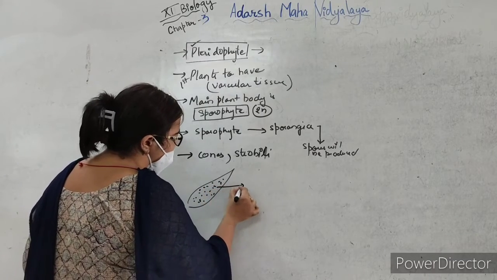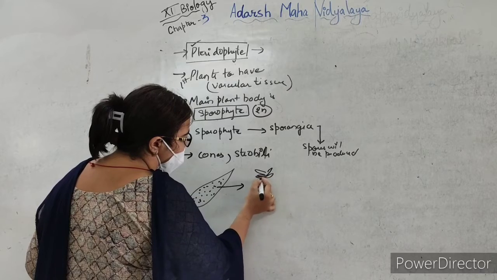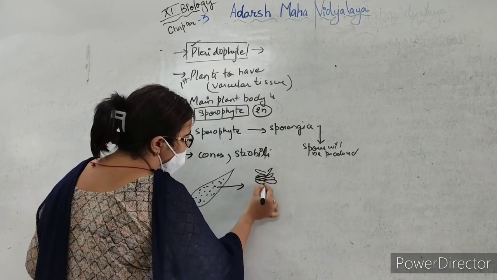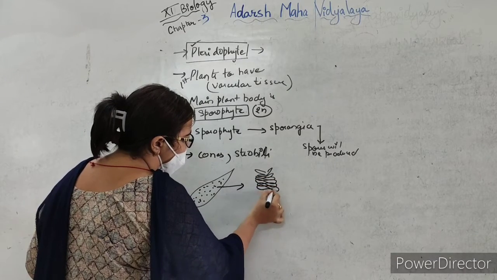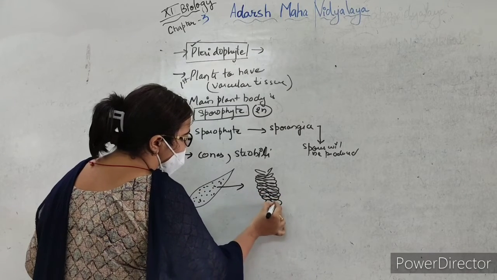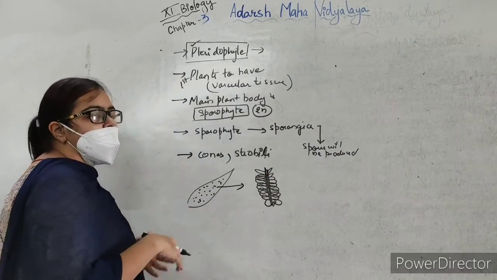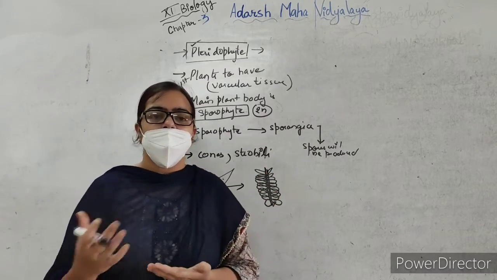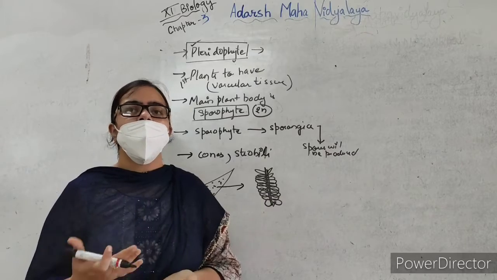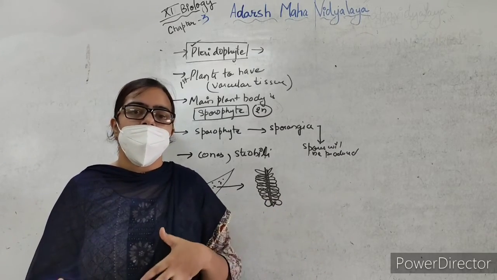These leaves can form a compact structure arranged like this, and this will be the formation of a cone-like structure, that is the cones. Now they can be homosporous or heterosporous both. The same plant can produce the same types of spores, or some plants will produce different spores, that is the male spore will be different and the female spore will be different.